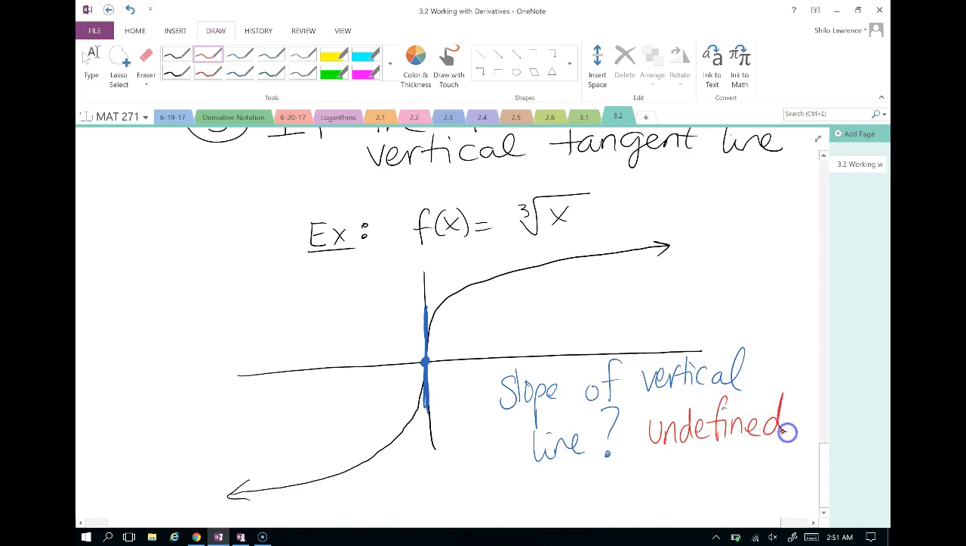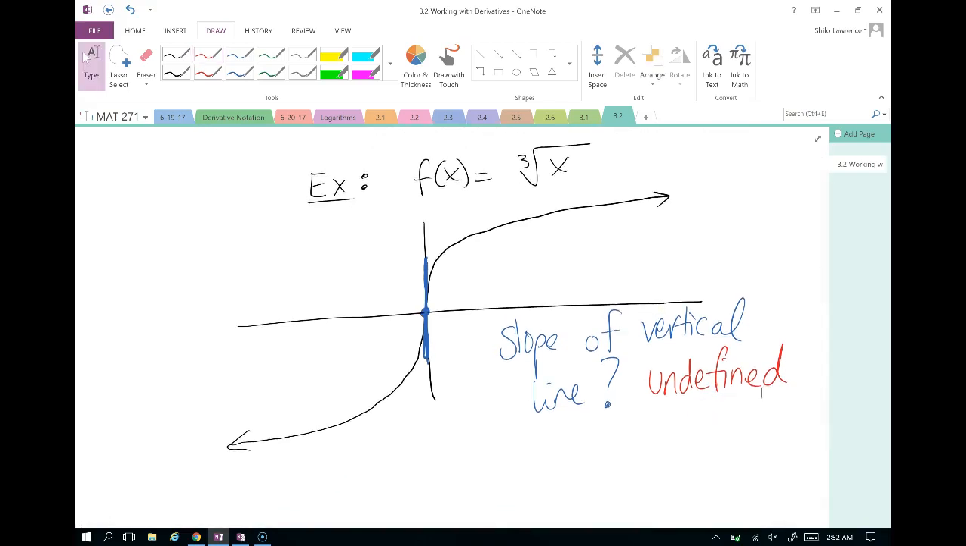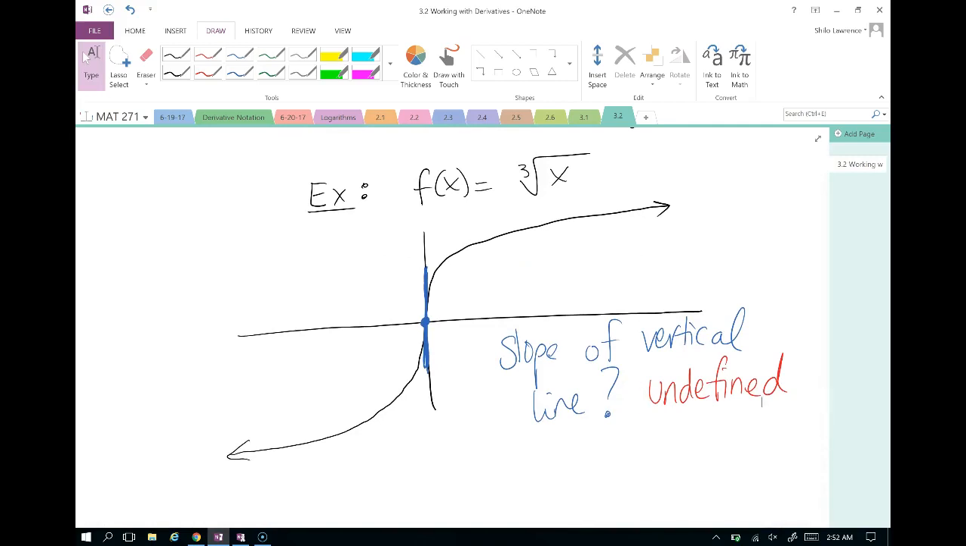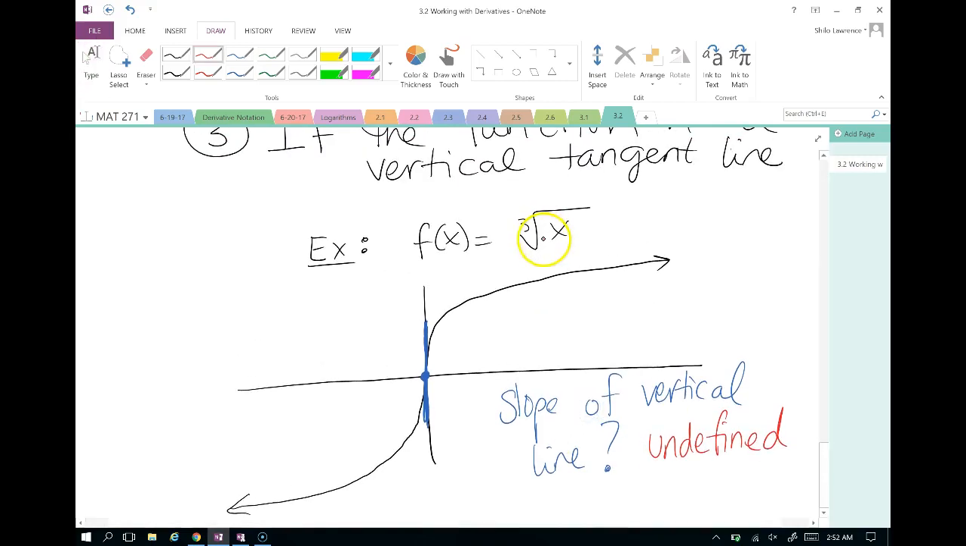The slope of a vertical line is undefined. So anytime we have a vertical tangent line, we have an undefined slope. We have an undefined derivative, because slope is derivative, and a vertical tangent slope would mean an undefined derivative. Undefined tangent line, undefined slope, all of them mean the same thing. Okay, so this is an example of a function, and 0, 0 is the only spot that messes us up. We can do derivatives everywhere else. It's just at 0, 0 that we would say the derivative is undefined.